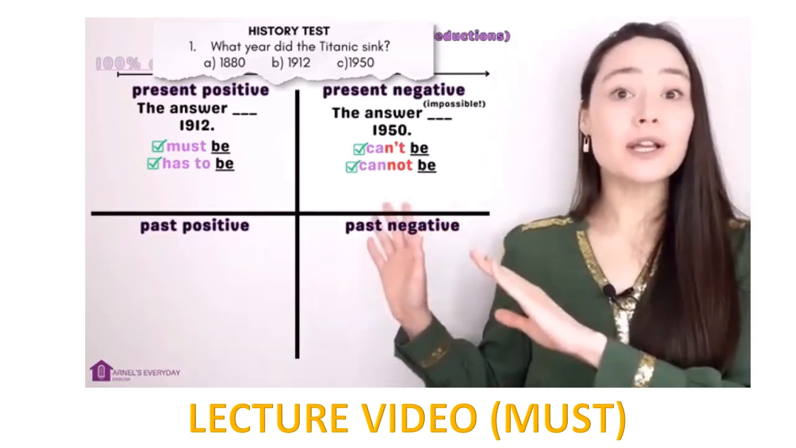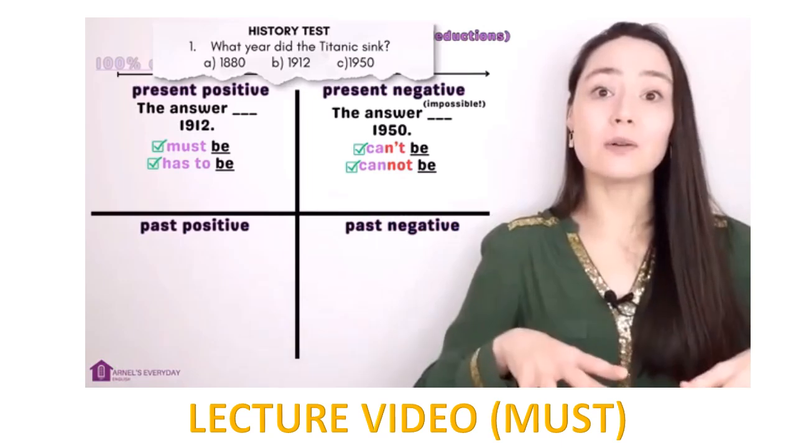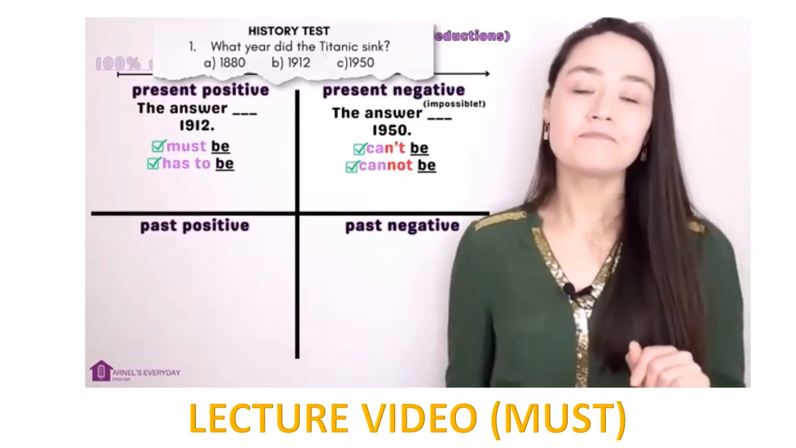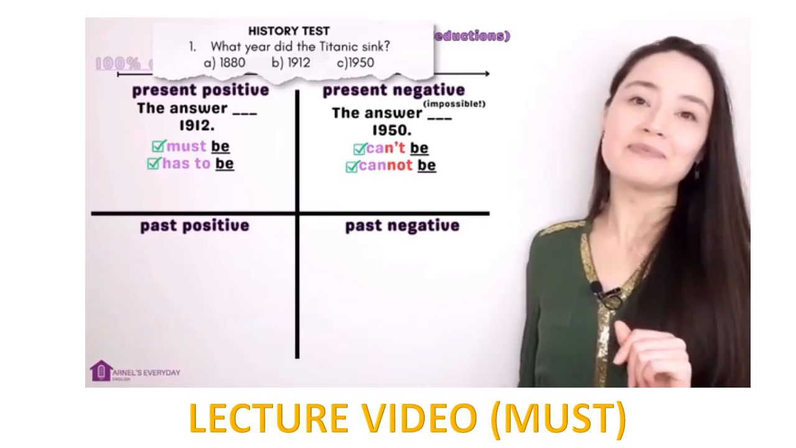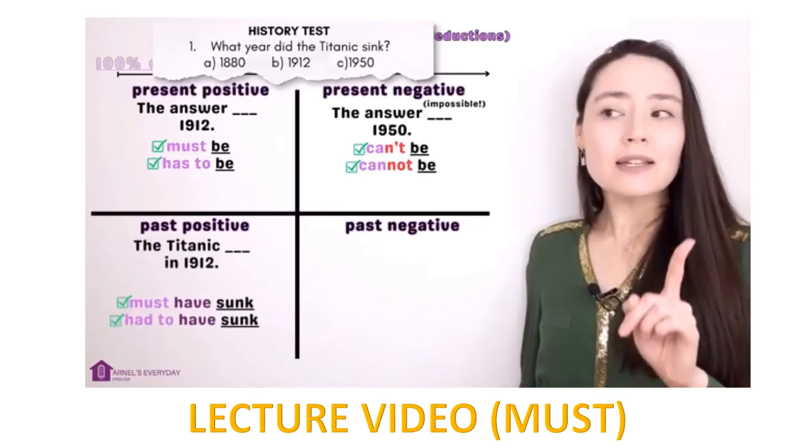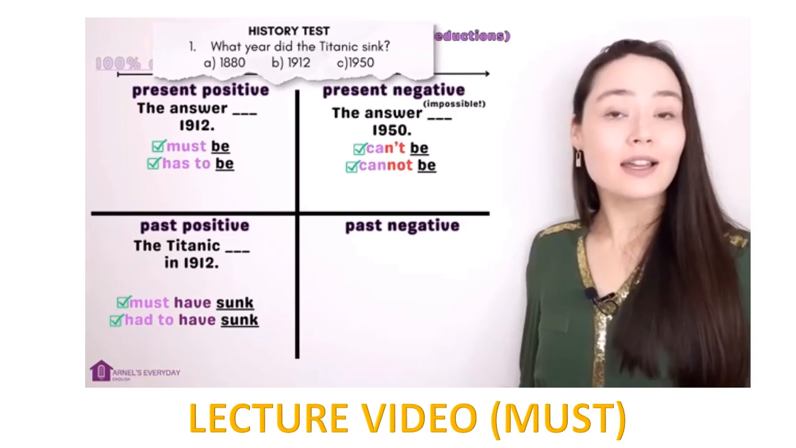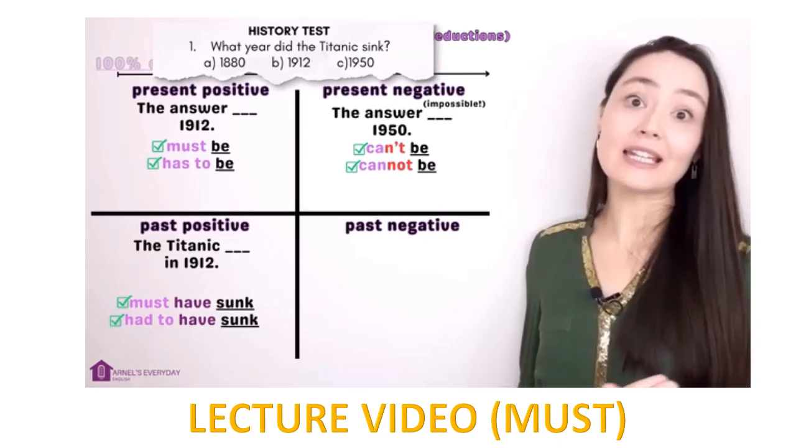So we're using the present because we're talking about the test now. But let's take this to the past, to the actual event. The Titanic must have sunk in 1912. The Titanic had to have sunk in 1912.